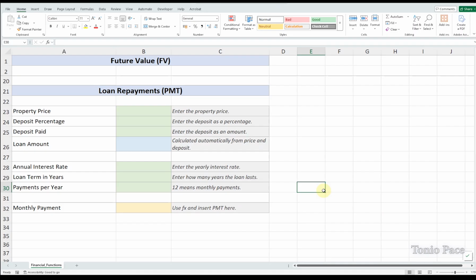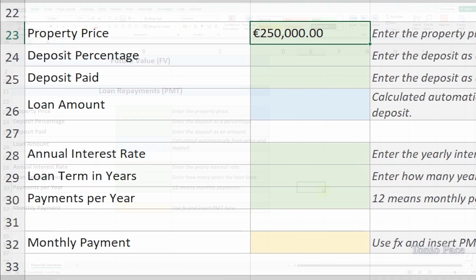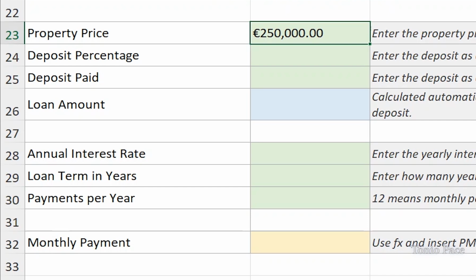Scroll to the section Loan Repayment Calculation. Let's enter some real-life values. In cell B23, enter 250,000. This represents the total cost of a property. In cell B24, enter 10%. This means the buyer is paying 10% of the property price up front. The remaining 90% will be financed by a bank loan.